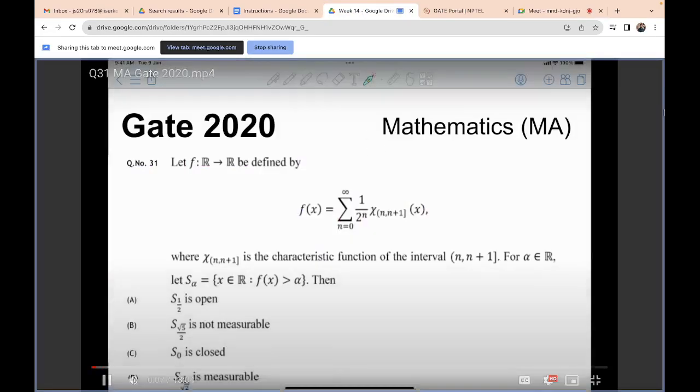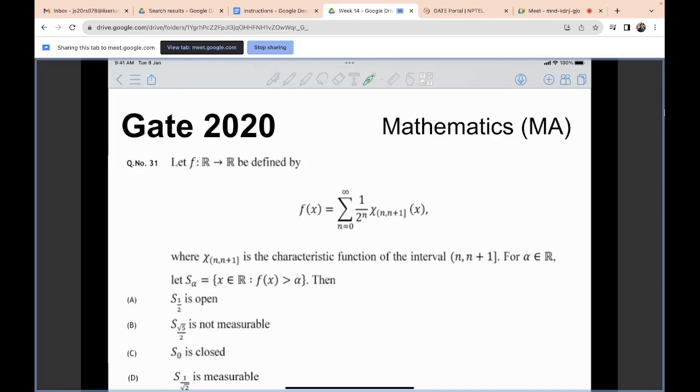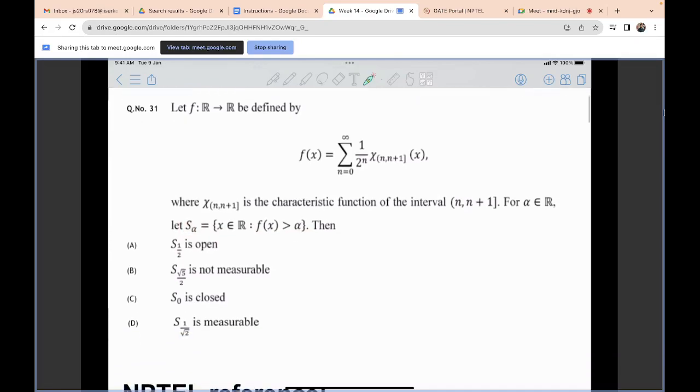Okay, so today we'll solve the GATE 2022 question from real analysis. This is question number 31. A function from R to R is given by this: the summation from n equals 0 to infinity of 1 by 2 to the power n times the characteristic function of the interval n to n plus 1. And define, for alpha belonging to R, this set S alpha as all such x such that f(x) is strictly bigger than alpha. Then four options are given. You have to check which one is correct.